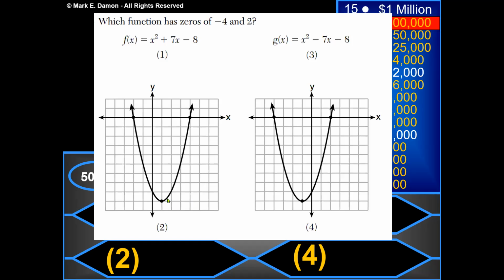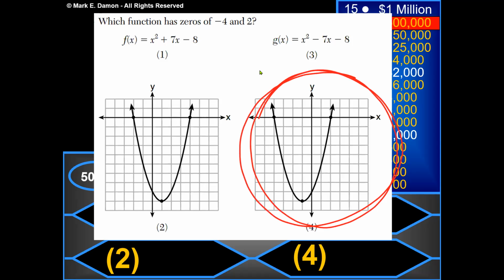So I'm like, what? Remember, a zero is a synonym for a root, right? Zeros are roots if you're using the quadratic formula. They are x-intercepts if you're looking at graphs. They are solutions if you're solving something out. So roots, zeros, solutions, they all mean the same thing. The correct answer is 4.